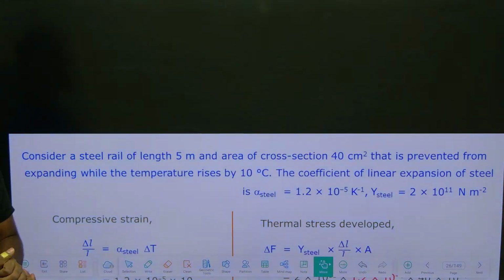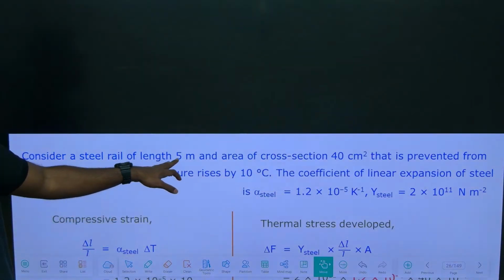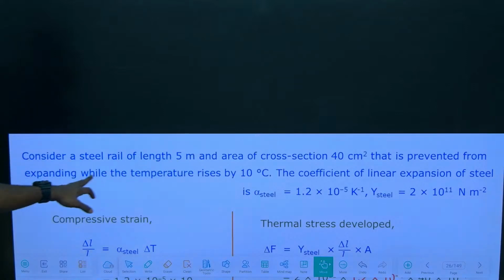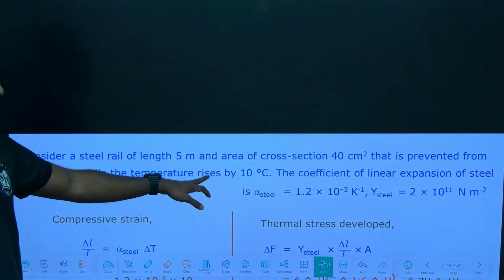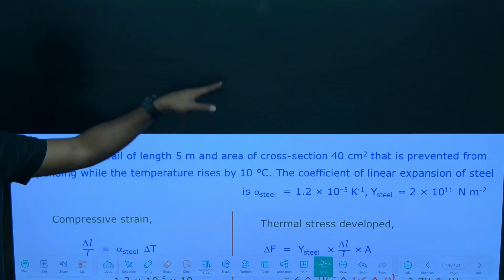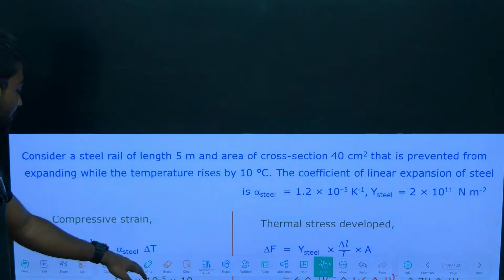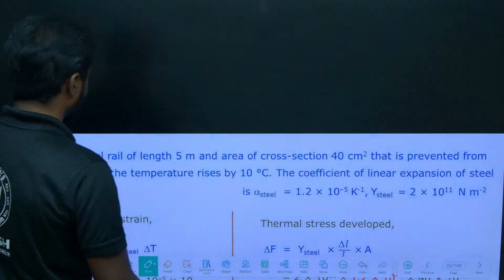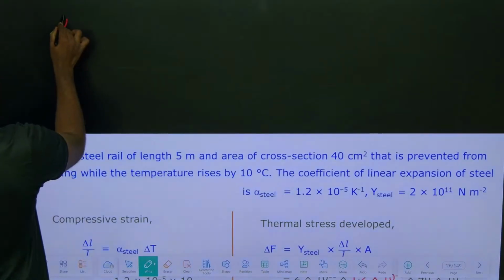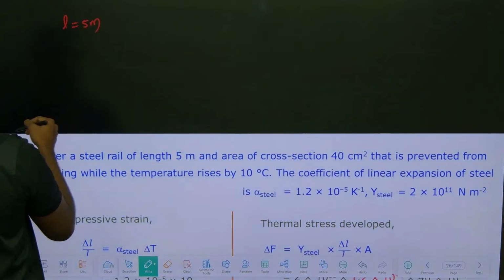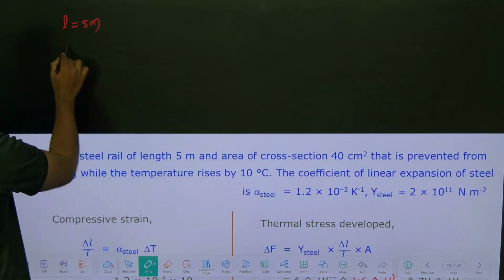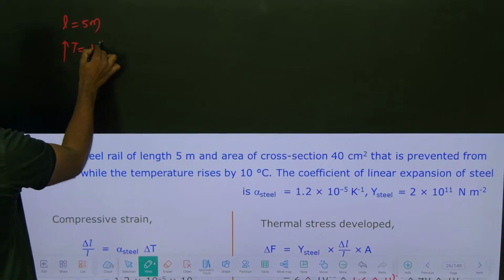First, consider a steel rail of given length that is prevented from expanding while the temperature rises. The coefficient of linear expansion is given and Young's modulus is given. So first try to write the given terms. Length is equal to 5 meter, and the rise in temperature they have given is 10 degrees Celsius.